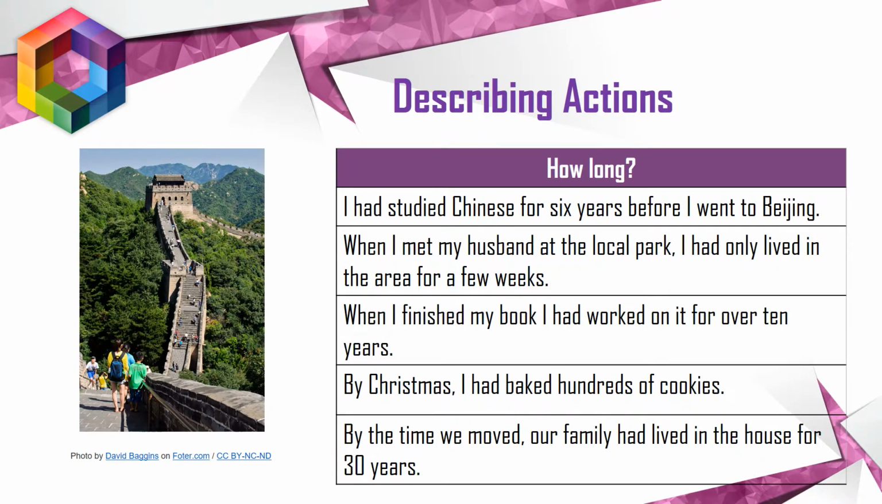Using the past perfect will help you answer questions like, how long did you study before you got your degree? You often use the word for plus a specific time to make this clear. We can use the past perfect to talk about how long something had continued up to a certain moment in the past. The past perfect can tell us how long something happened before reaching another point in time.